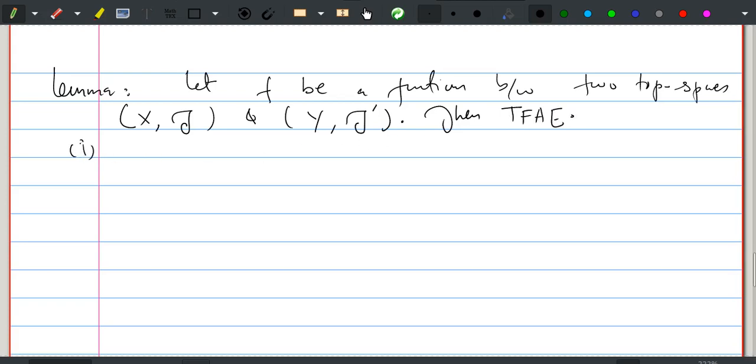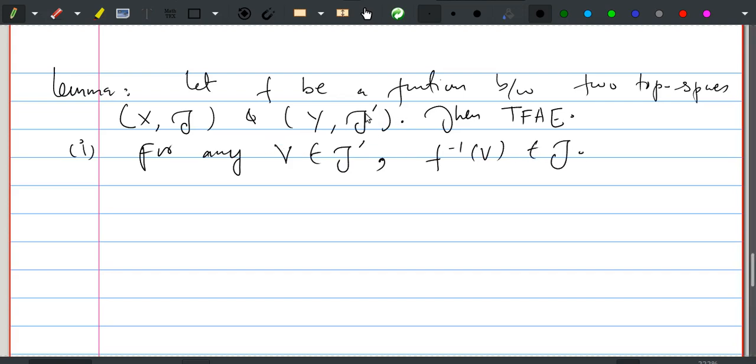The first item is, for any open set V of Y, i.e. for any open set V in T prime, the inverse image of V is in T. So this means if we take any open set here and take its inverse image, if it happens to be open here, then f is continuous.